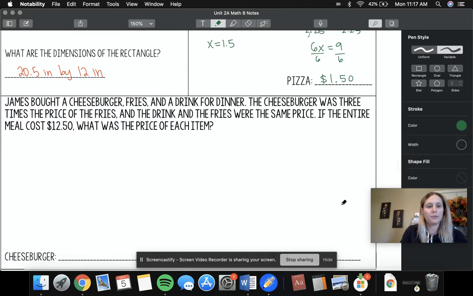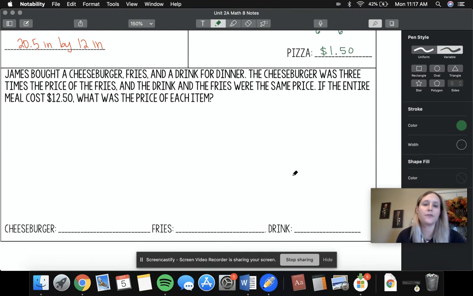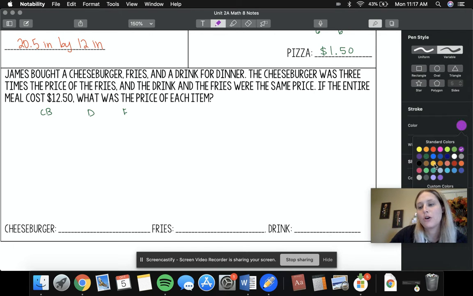All right, for the other problem, James bought a cheeseburger, fries, and a drink for dinner. So here's the cheeseburger, here's the drink, and here's the fries. Okay. The cheeseburger was 3 times the cost of the fries, and the drink and the fries were the same price. If the entire meal cost $12.50, what was the price of each item? So really, if we knew the cost of the fries, we could probably figure out the cost of the cheeseburger. So I'm going to say X is the cost of fries.